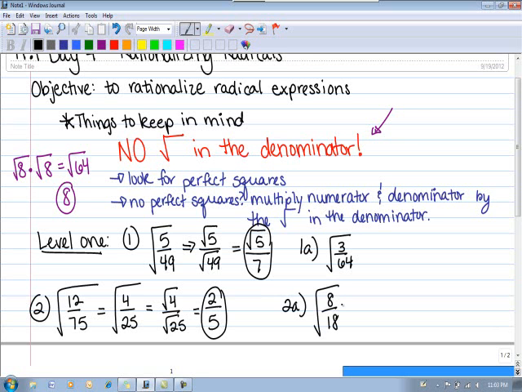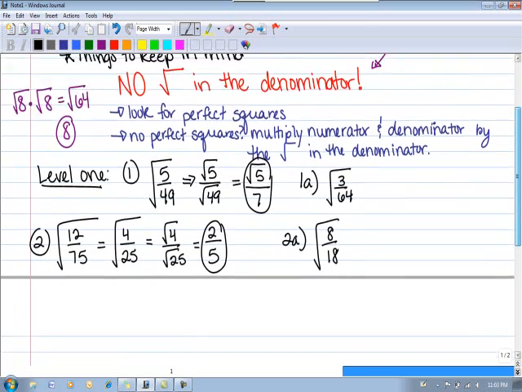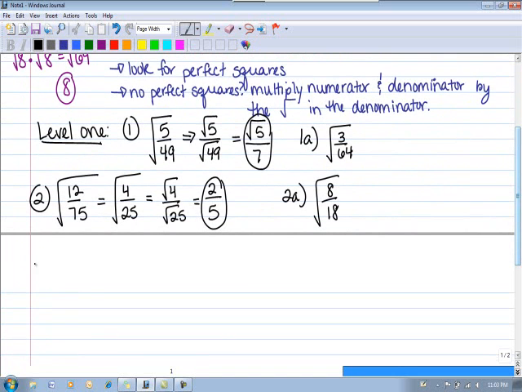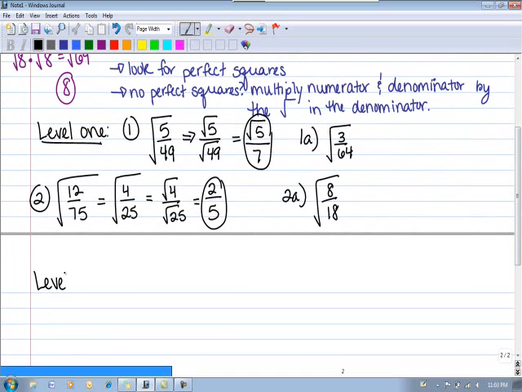Alright, so that's us looking for perfect squares. Now level 2 is going to get a little more challenging because there's not going to be any perfect squares that we can work with. So we're going to have to work on our second step, which means we're going to have to multiply both the numerator and the denominator by the radical in the denominator in order to get rid of that radical. So question number 3 is 2 over the square root of 5.